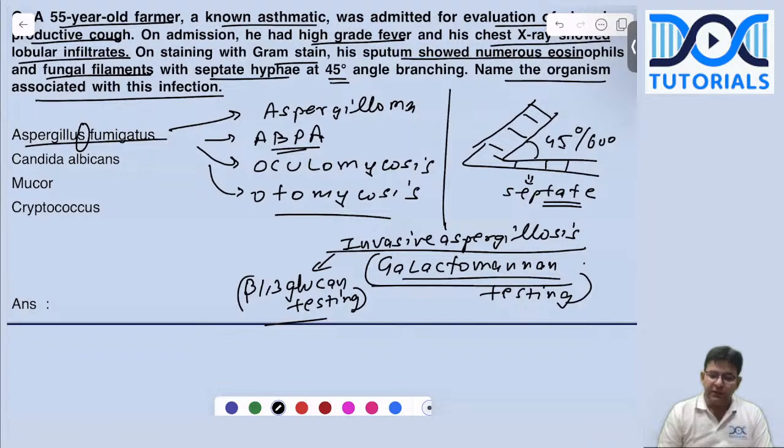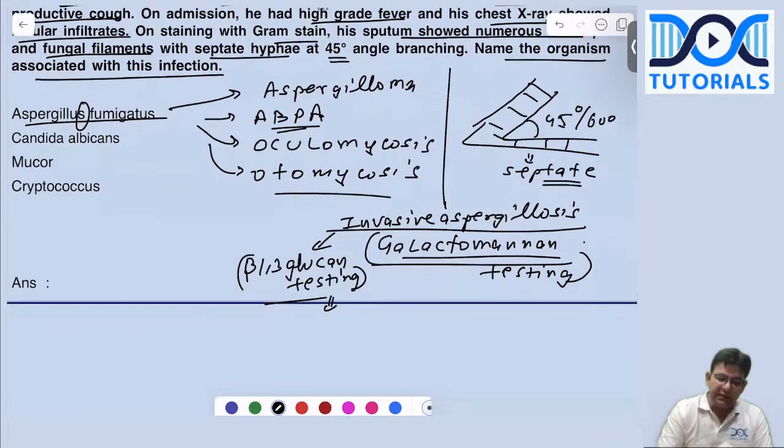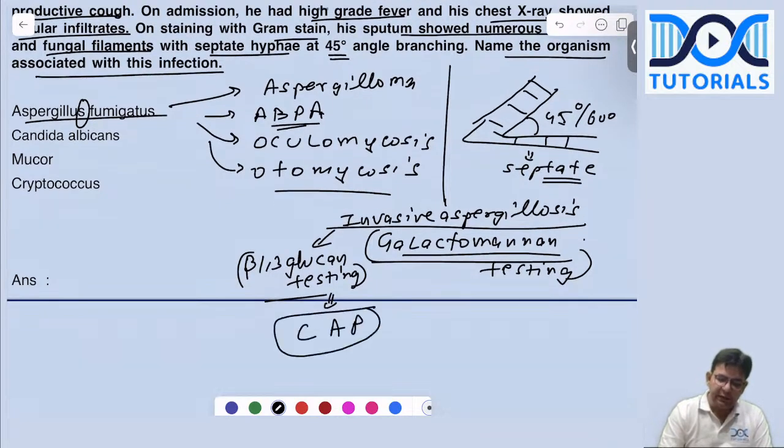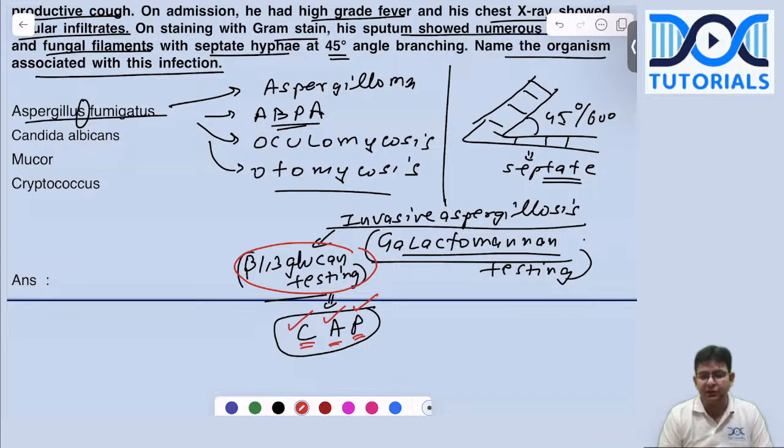Okay. So this also needs to be remembered: beta 1,3 glucan testing is done for what? The answer is CAP. And what is that CAP? Invasive candidiasis, invasive aspergillosis, and Pneumocystis jirovecii. Another favorite question of INI CET fellows is this: it is not done for mucor, it is not done for crypto, it is done for CAP. And what is CAP? Candida, Aspergillus, and Pneumocystis jirovecii.